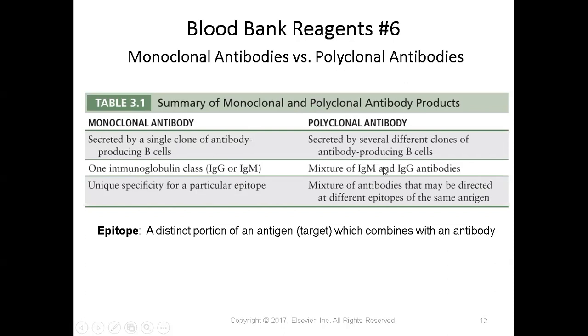Polyclonal could be a mixture of both IgM and IgG antibodies and contain multiple antibodies recognizing different epitopes of the same antigen. And so if you don't remember from our last unit what epitope means, this is a distinct portion of an antigen, which is the target of the antibody that will combine with the antibody. So a specific piece that the antibody is directed against.